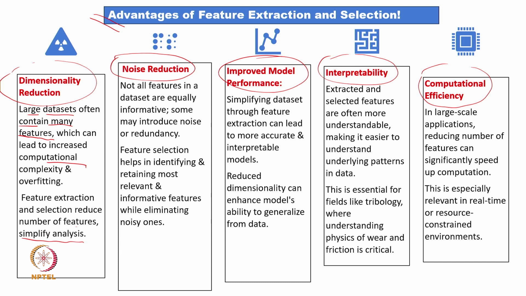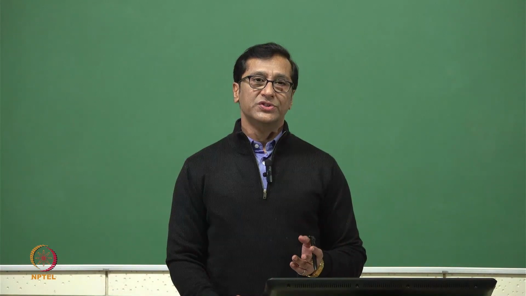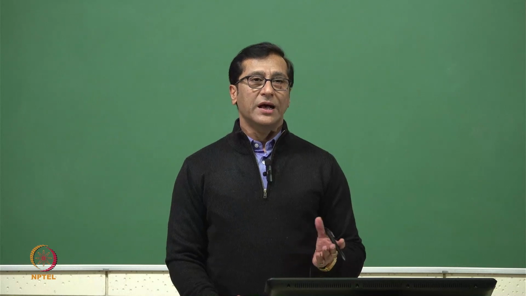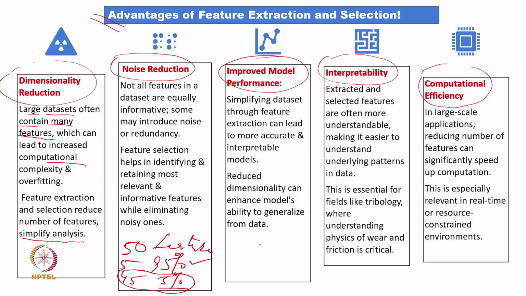Similarly, noise reduction. Many times we have, suppose, 50 features, and we know that only 5 features are contributing 95%, and 45 features are contributing only 5%. So for us, these 45 features are going to make noise. If we try to control those 45 features, that will be unnecessarily expensive, and it is not going to give overall effectiveness to us. So we may concentrate on the 95% contribution which is coming from 5 features compared to the other 45 features.